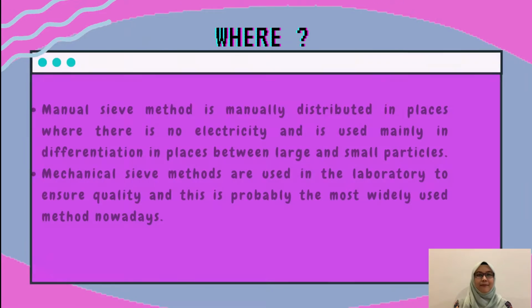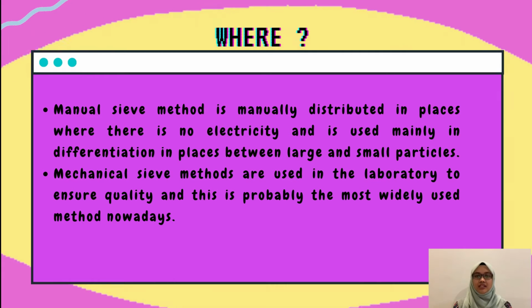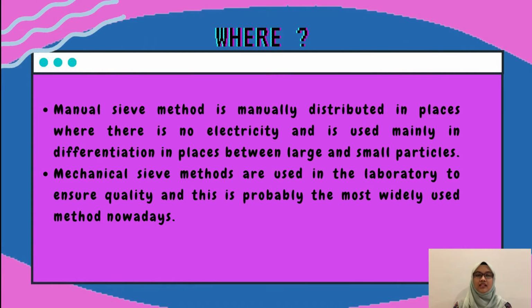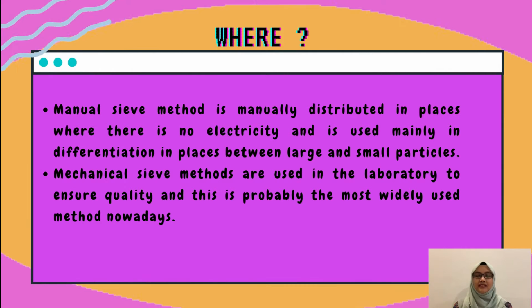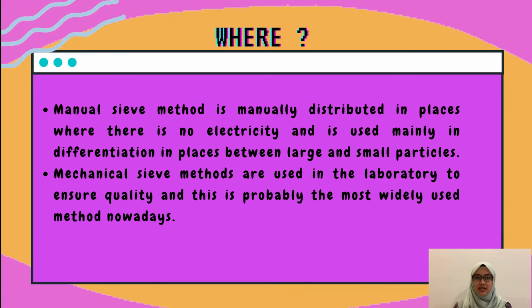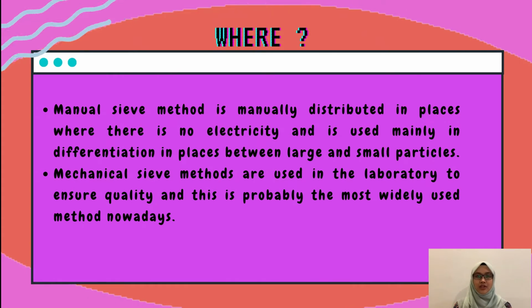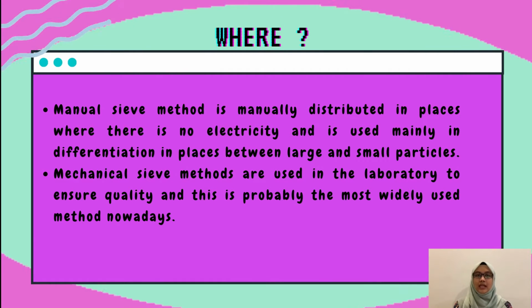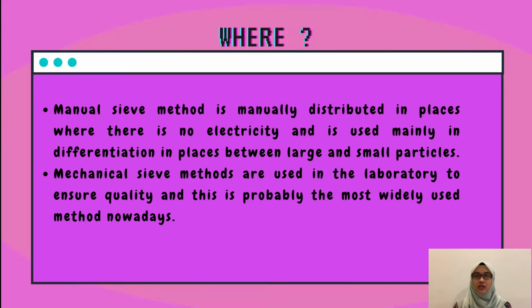The manual sieve method is used in places where there is no electricity, and mainly differentiates between large and small particles. The mechanical sieve method is used in a laboratory to ensure quality, and is probably the most widely used method nowadays.